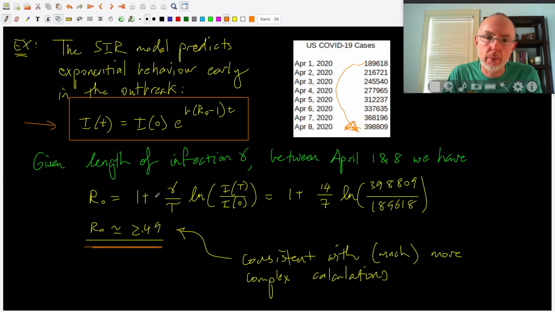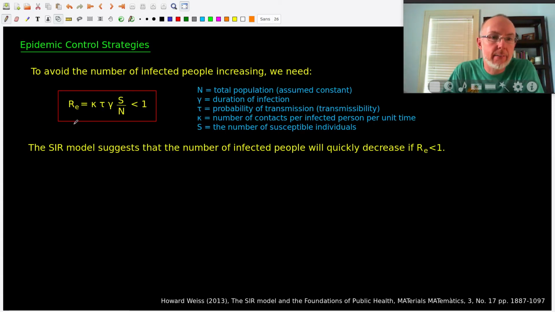So let's have a look at how we might reduce the effective reproductive rate and slow the spread of the disease. So we know the effective reproductive rate is what governs the spread of the disease. Once we get an effective reproduction rate that's less than 1, the rate of change of the number of cases is going to be negative, and we should start to see exponential decrease in the number of cases. So we really want to make that effective reproductive rate less than 1.